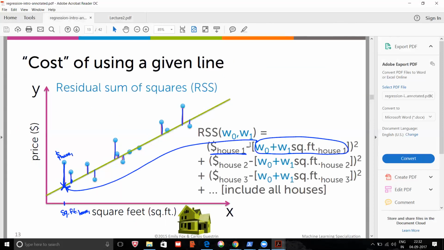This is the maths here. The difference between the predicted price and the actual price, summed over all of them. So this is the cost function. Understood what the cost function is? This one is the residual sum of squares. Is it clear?